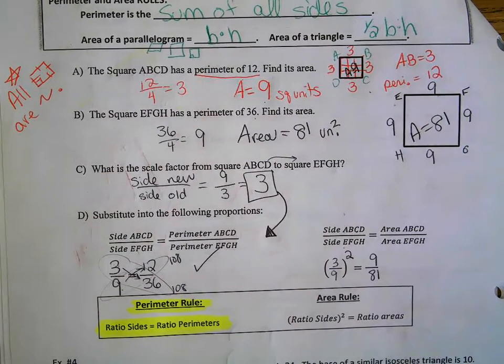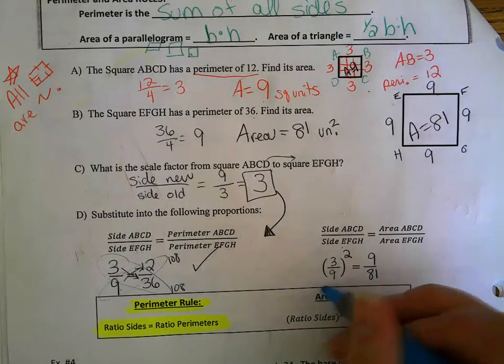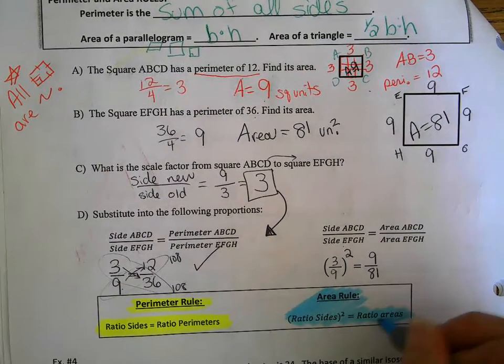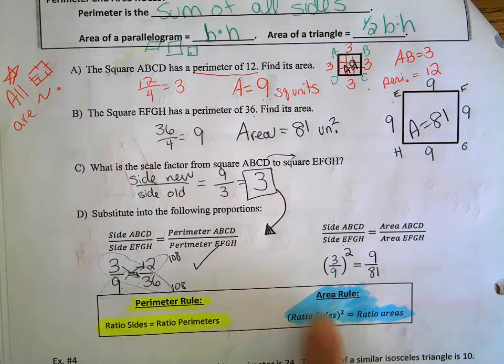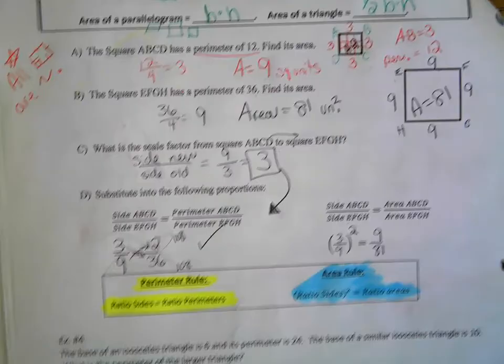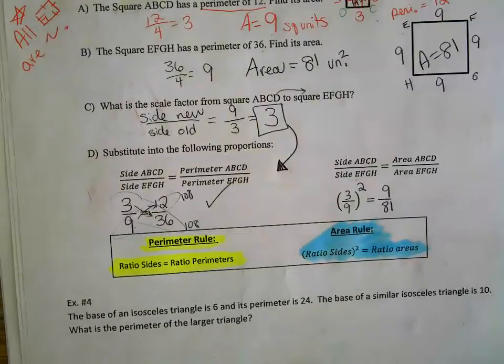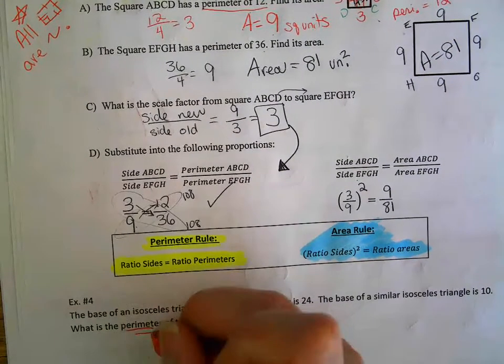So the rule down here for ratio of areas is that you take the ratio of sides, so whatever fraction you have, and you square it to become the ratio of your areas. We'll look at a question like that in a second. Okay. I'm going to go back to another perimeter question.